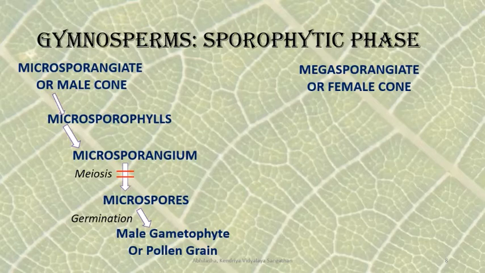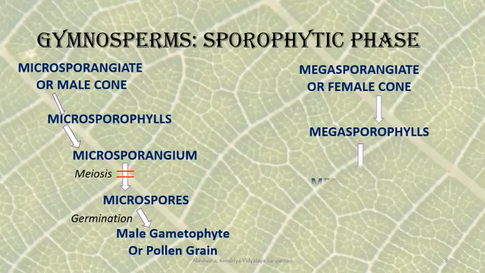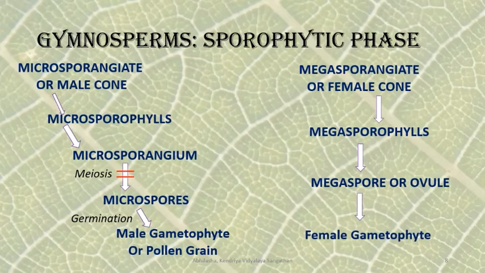The megasporangiate or the female cone will bear megasporophylls. These megasporophylls have megasporangium or the ovule. The cells in the ovule will undergo meiosis to form megaspores, and these megaspores germinate to form the female gametophyte.